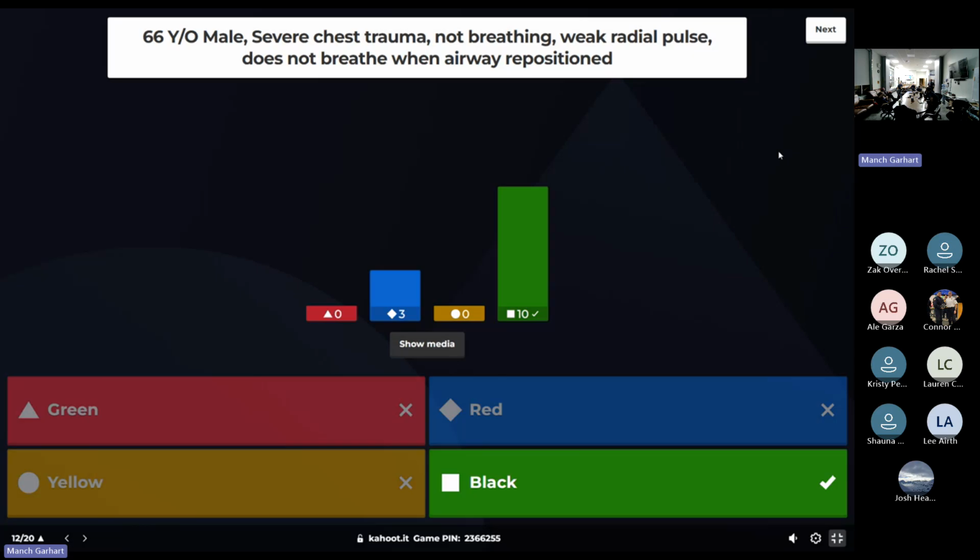They might have a weak radial pulse, but we don't get to that check until after the airway is complete. Not to say we're going to go in the weeds, but if we check the airway, they're not breathing, we reposition it. If they don't breathe again, they're black.